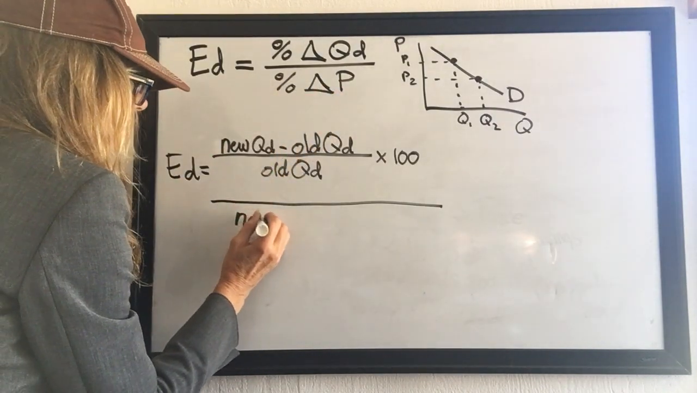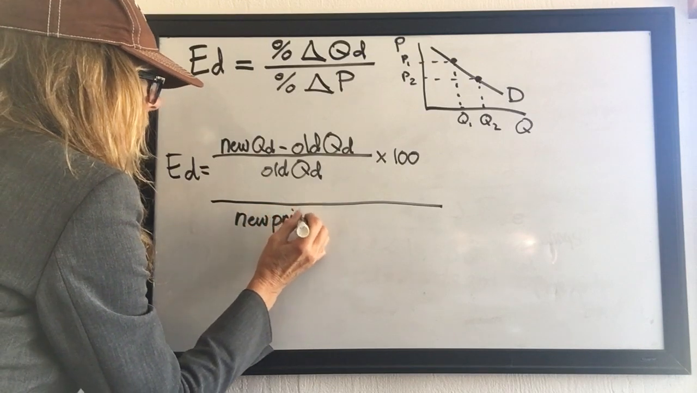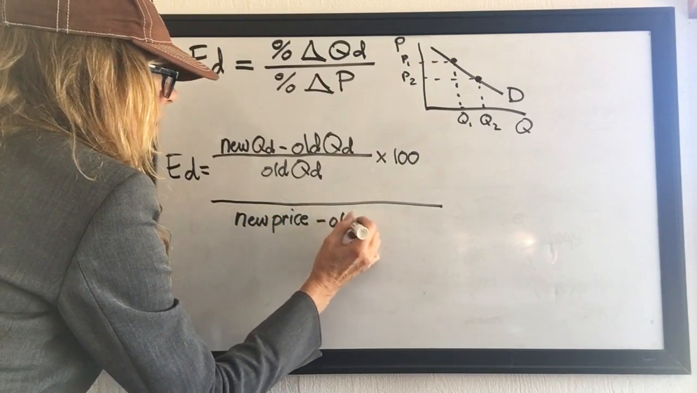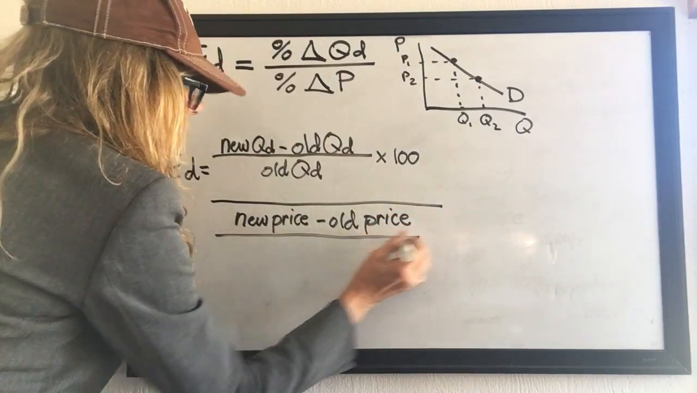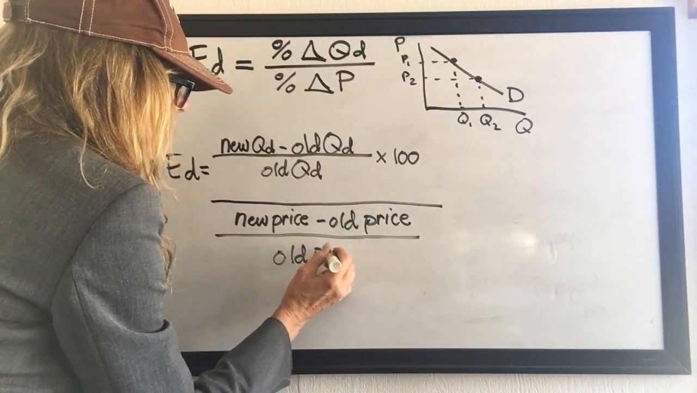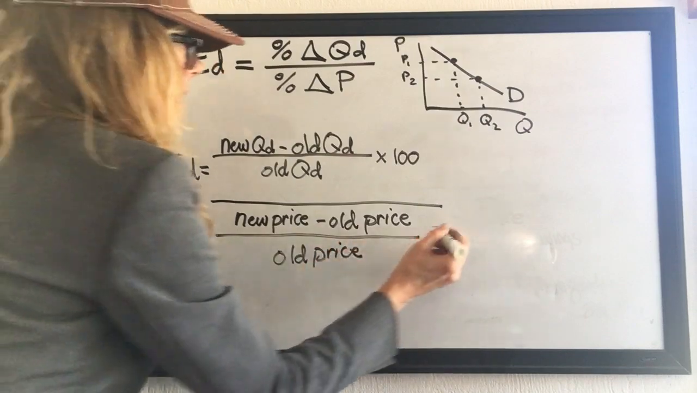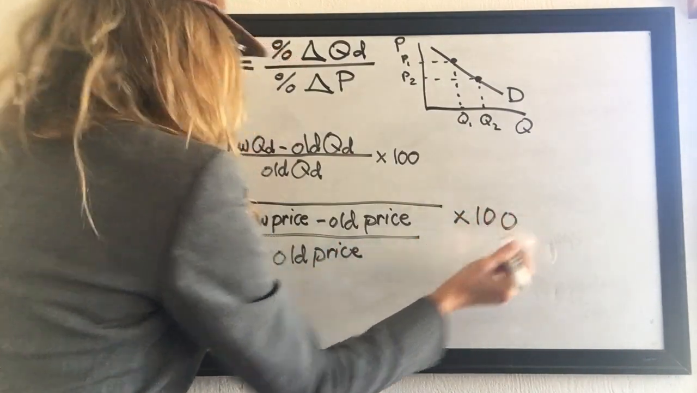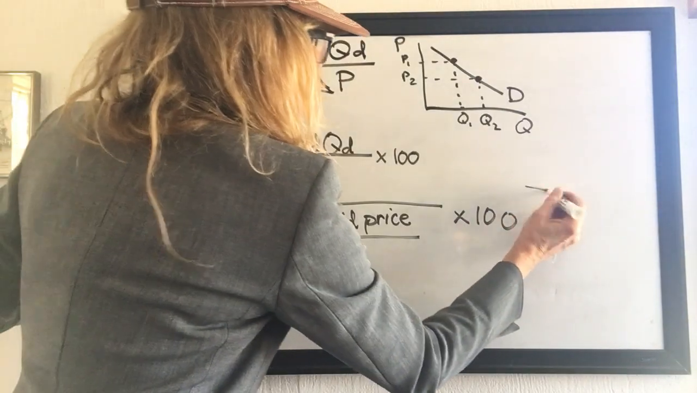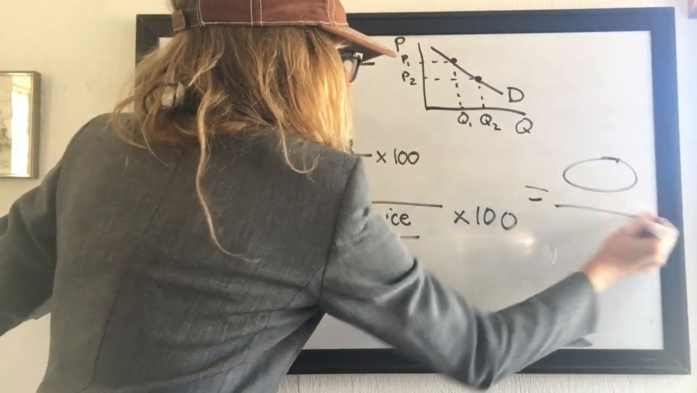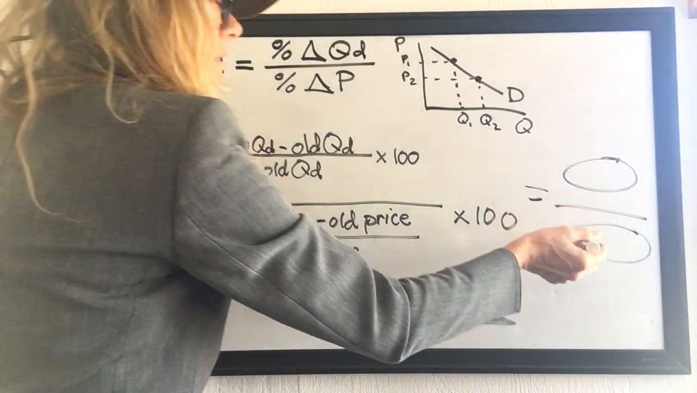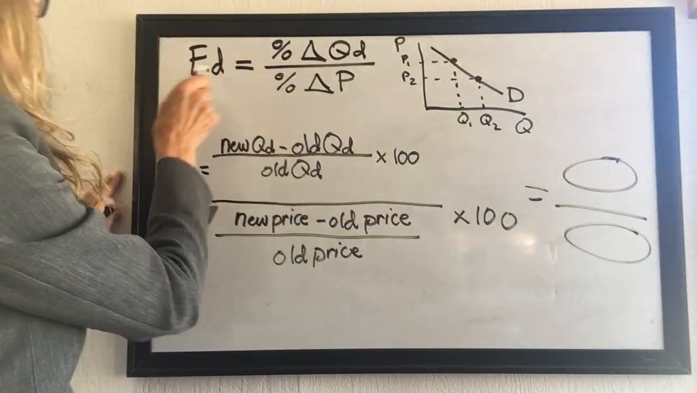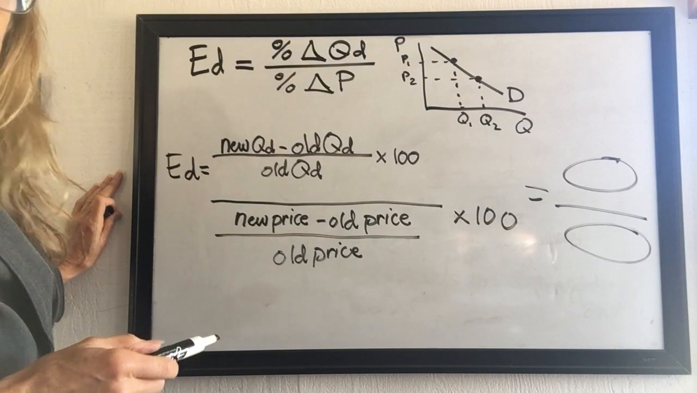So take the new price minus the old price, divide it by the old price, and times it by 100. And it's going to equal one number over one number, okay? When you divide that into that, you're going to get your elasticity of demand.